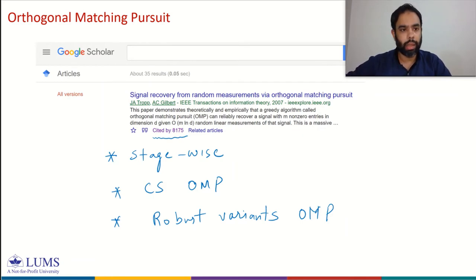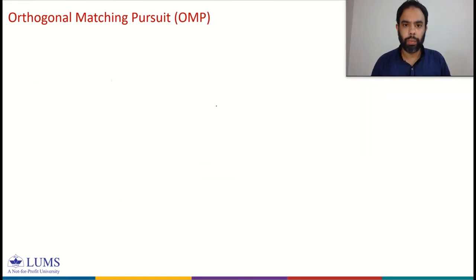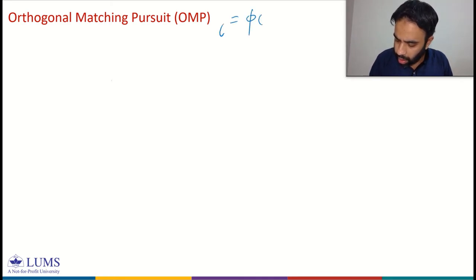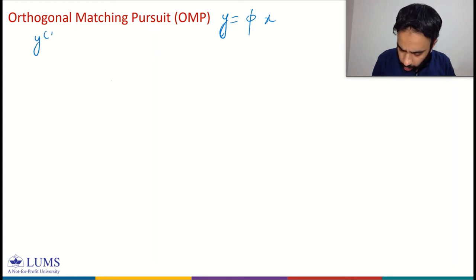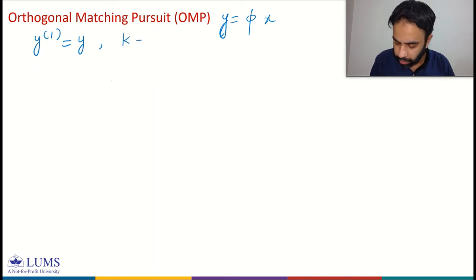Okay, let's talk about this OMP algorithm. How does this OMP algorithm work, and how does it iteratively determine the signal x from y? We recall that we have the problem y equal to phi x. Let me write down the steps of this orthogonal matching pursuit algorithm, and as we progress, I will try to explain the interpretation of each of the steps. We initialize y; I call it y^1, where the superscript indicates the iteration number of the algorithm. Initially take y^1 equal to y, what we have. And I initialize the iteration number k to one.